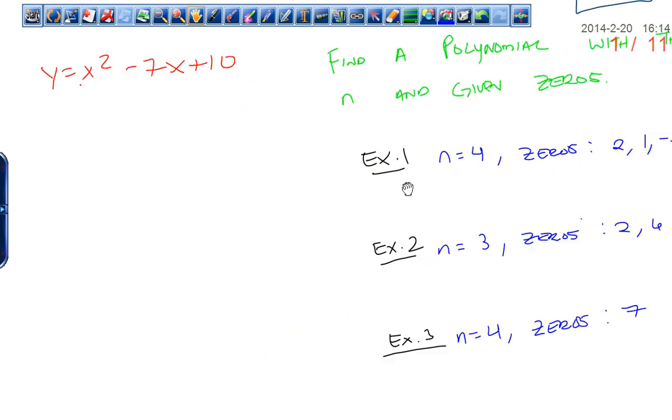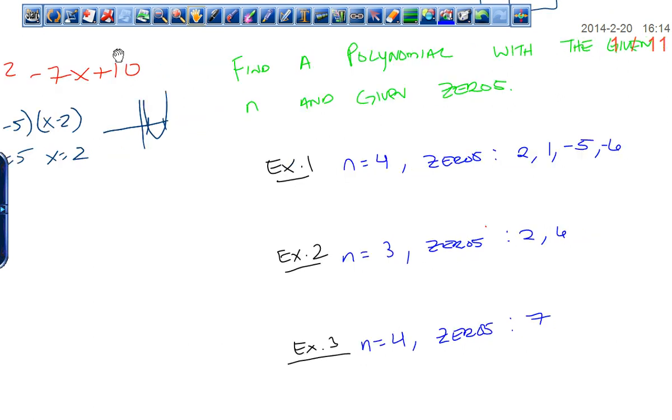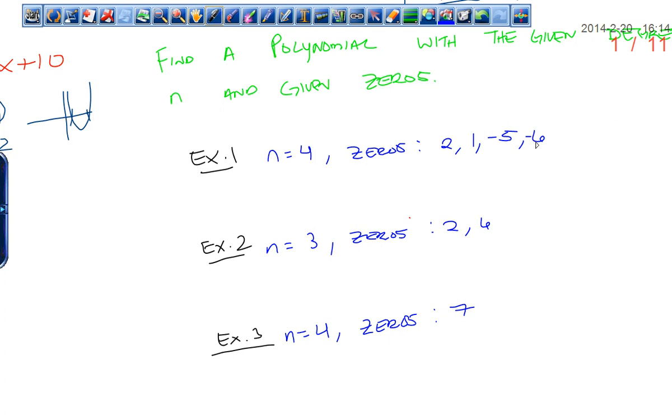Now, let's review what a quadratic is. If I want to figure out where exactly this crosses the x-axis, I can factor this. So it's x minus 5, x minus 2. So that means I get x is 5 and x is 2. Okay, so same idea here. If it tells me my zeros are 2, 1, negative 5, negative 6, I can just do x minus 2, x minus 1, x plus 5, and x plus 6.